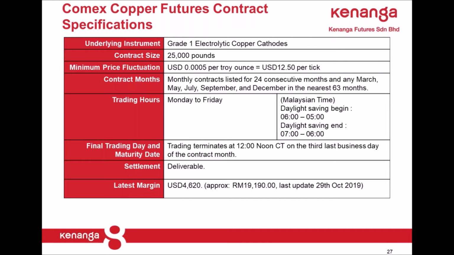Currently it is trading at active month December, 3.152. Okay, that is the current price of copper, and the minimum tick for this contract is 0.0005 per pound, sorry, correction. And 0.005 is equivalent to $12.50.